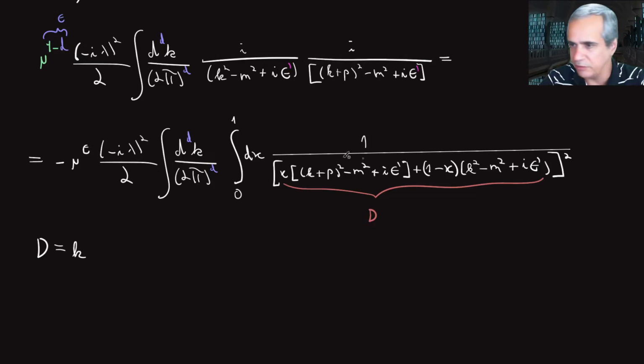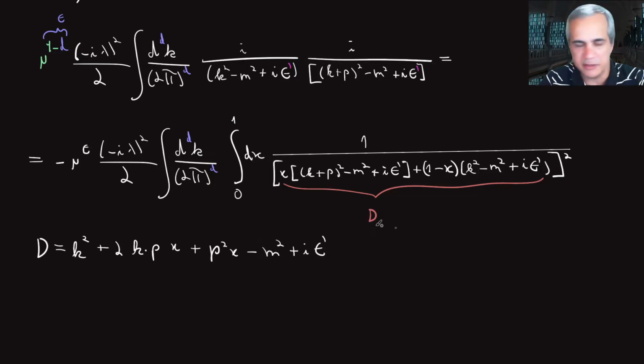If you do all the algebra, it's just k squared plus 2k scalar p x plus p squared x minus m squared plus i epsilon prime. This is just expanding this, right? But then I can define some L squared, which eliminates this cross term between k and p. And then I complete the square.